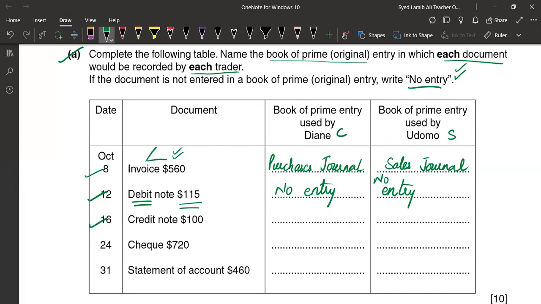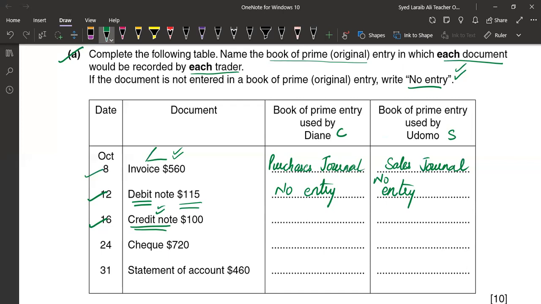The third is October 16, credit note. Credit note is a source document which is issued by the supplier when he accepts the faulty goods. In other words, when the supplier confirms or acknowledges that he has accepted the faulty goods from the customer, the supplier will send a note which is called credit note. From this credit note, both the traders are going to record their returns.